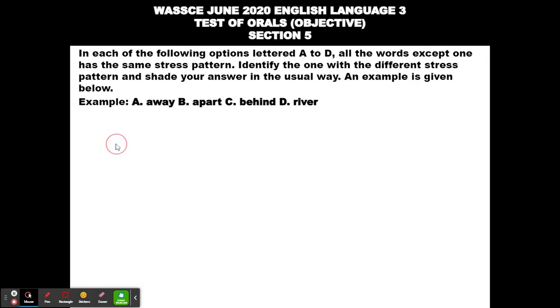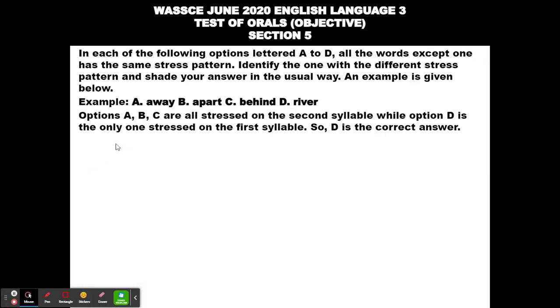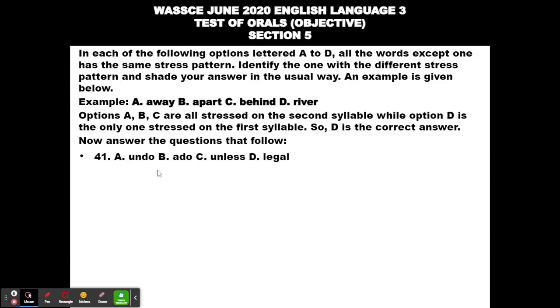So river is the word with the different stress. So options A, B, C are all stressed on the second syllable, while option D is the only one stressed on the first syllable. So D is the correct answer. Now answer the questions that follow. Again, I leave you to do the following.